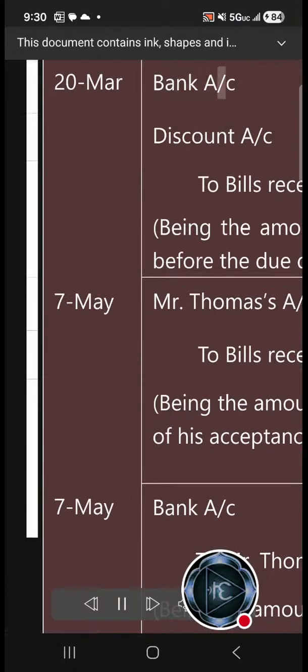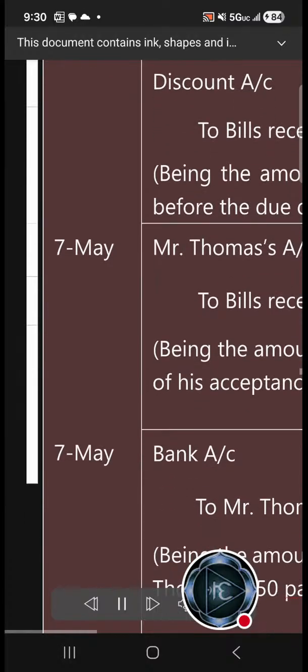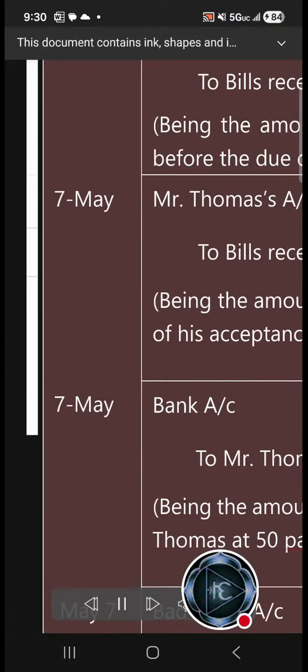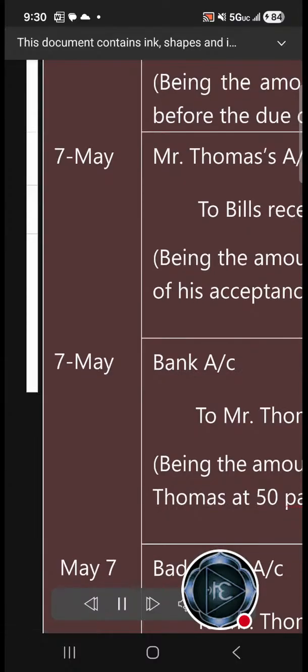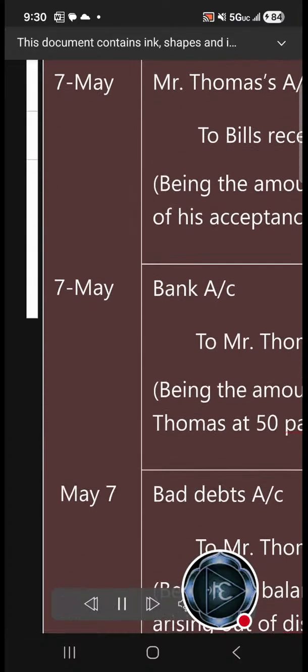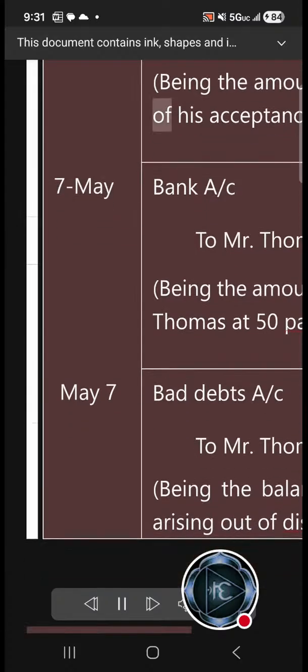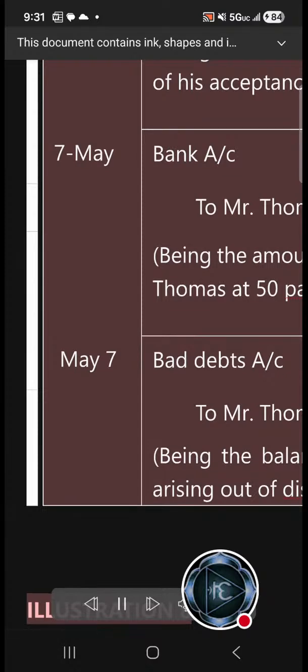9,900 Bank A/C Dr., Discount A/C Dr. 100, To Bills Receivable number 2 A/C 10,000. Being the amount received on retirement of bill number 2 before the due date. May 7th. Mr. Thomas's A/C Dr. 6,180, To Bills Receivable number 3 A/C 6,180. May 7th. Being the amount due from Mr. Thomas on dishonor of his acceptance on presentation on the due date.